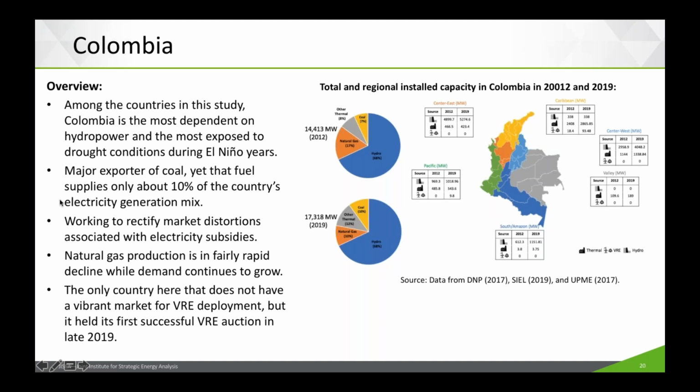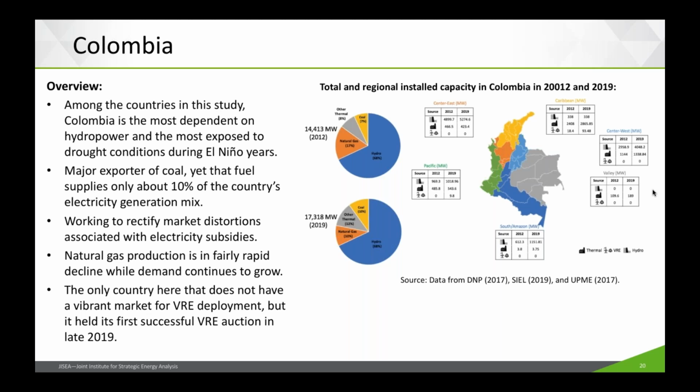Colombia is the most dependent on hydropower in this study, and it is the most exposed to El Nino. Colombia is located in the north part of South America, and it's very much affected by El Nino. Domestic natural gas production in Colombia is decreasing, but the demand is growing fast. So the country is trying to find ways to solve this issue.